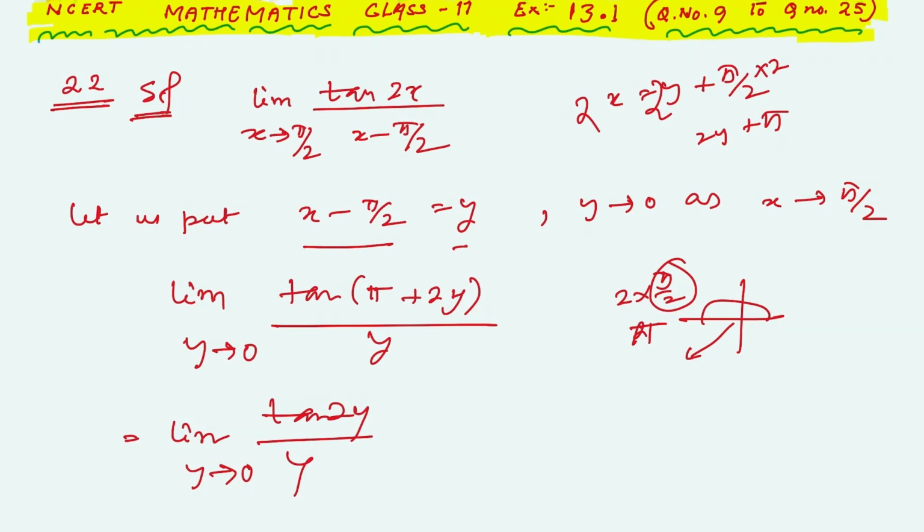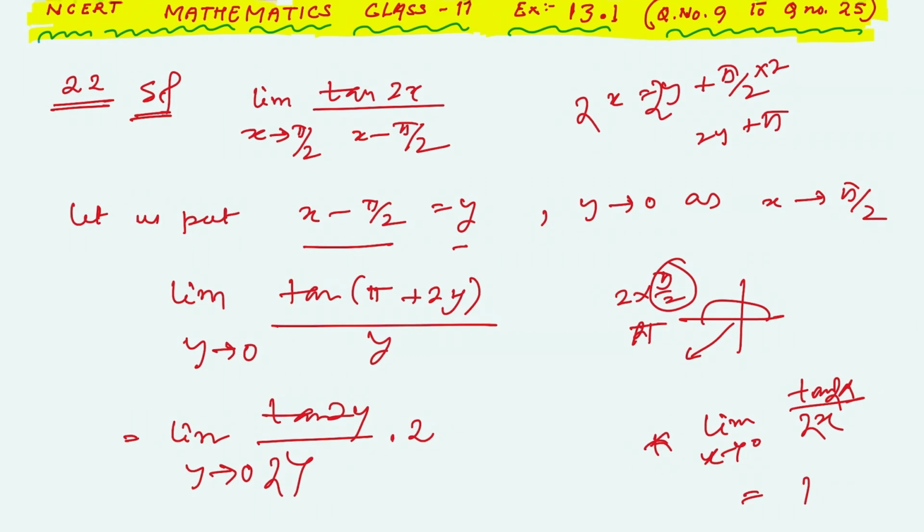Then what can you do in this case? There is a standard limit: as x tends to 0, limit of tan x by x is 1. So this is a standard limit. If there is twice x in the numerator, then there must also be twice x in the denominator. Here instead of x there is y. So if you make it twice y, then you have to multiply by 2 here.